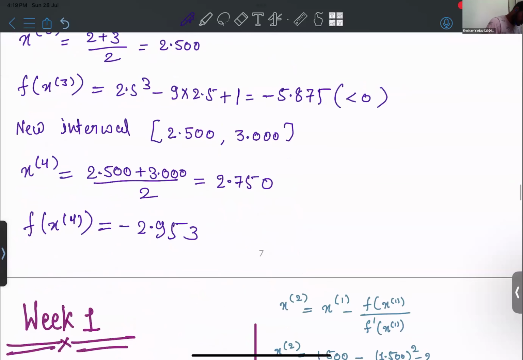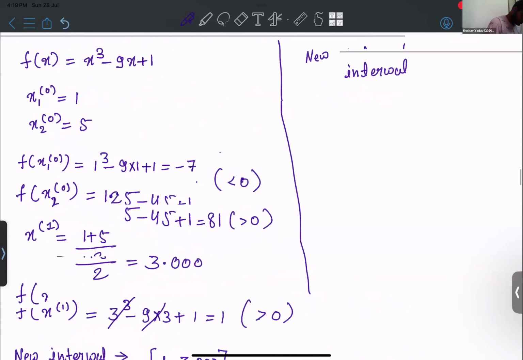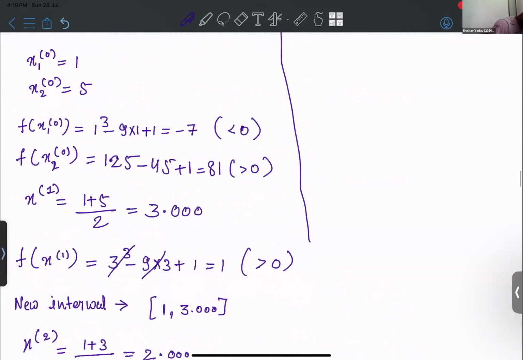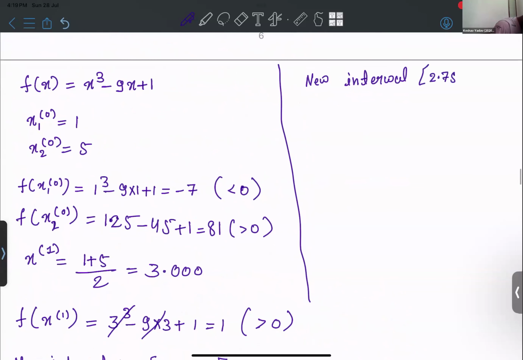This value was negative, so minus 2.5 will be replaced. So the new interval will be 2.750, comma, 3.000. Okay.